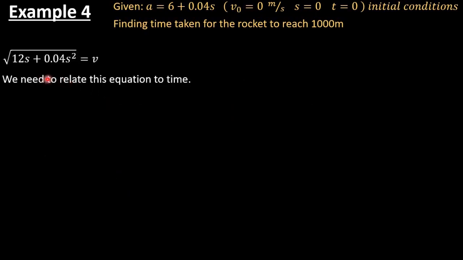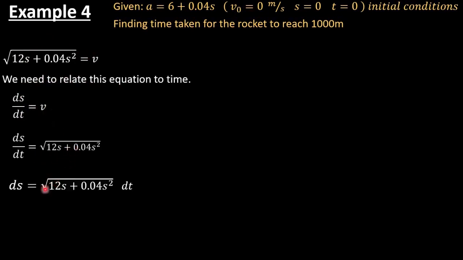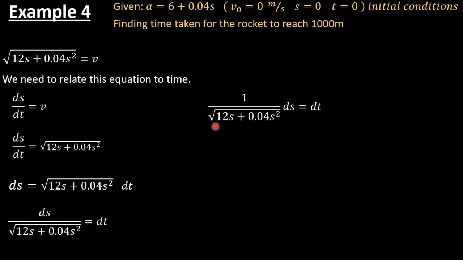So I need to relate this equation now to time, okay? And one way I can do that is to use ds/dt equals v, and then substitute v into there to get this, and then multiply both sides by dt to get that, divide both sides by this lot to get this, because I want to get everything with an s onto one side so I can integrate, and then rewrite it like this. Okay, that is the same thing as this, but I've just rewritten it as 1 over square root of 12s plus 0.04s squared, and then integrate that from 0 to s and from 0 to t.